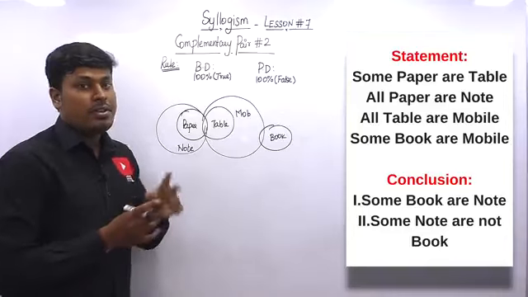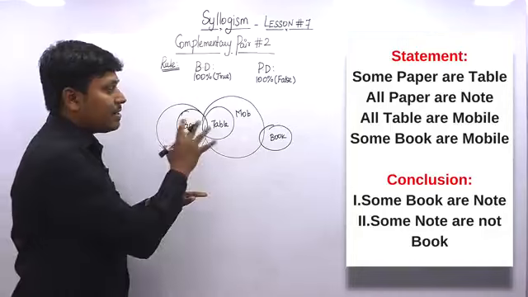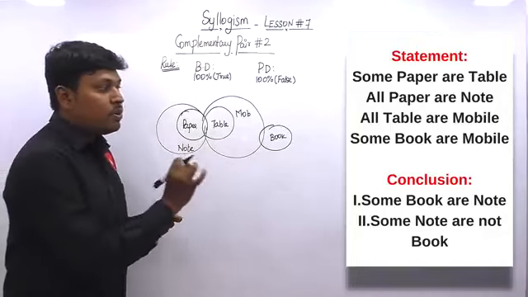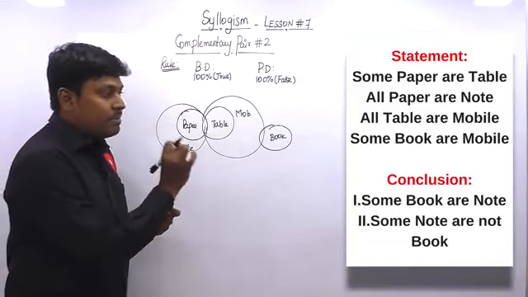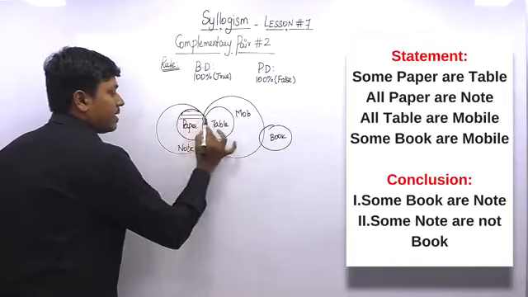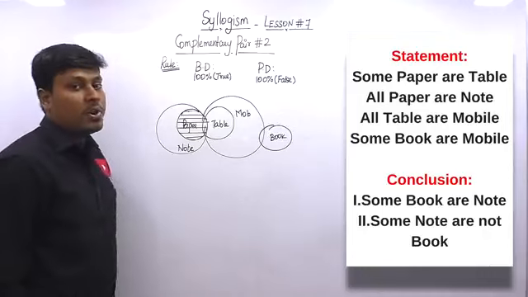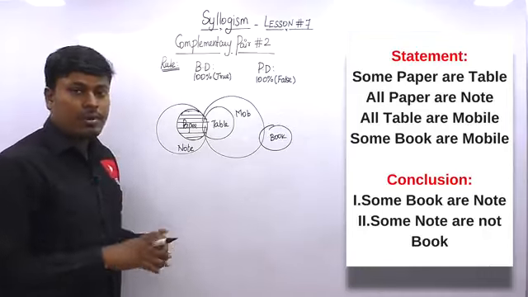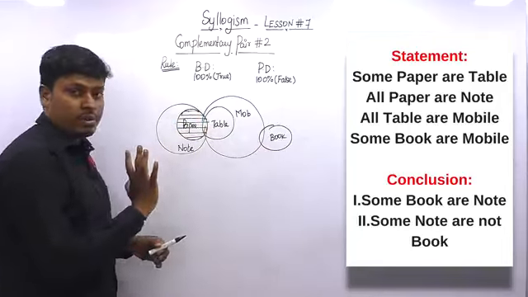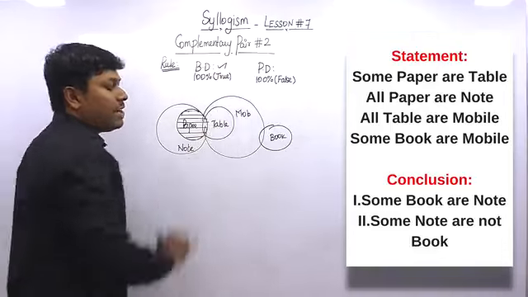For that conclusion you need to draw two diagrams, the basic diagram and the possible diagram. First let me check in the basic diagram whether it is 100% true or not. Some note or not book. So some note will be this entire region, right? Some note, this complete region, what they are saying is not book. Yeah, it's exactly correct. Some note, this complete region is not book, right? 100% it is not book. So we can say that in the basic diagram it is true.